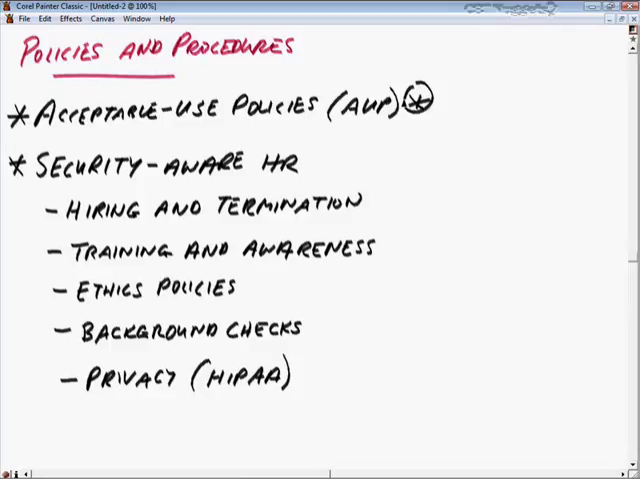Now, it could be something as general as computers provided by the company are for company business only, but you may have to include some type of monitoring or some type of proxy service, for example, for their web activity, to make sure they're adhering to the security policy.